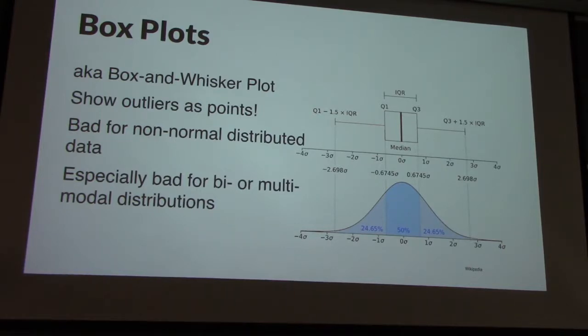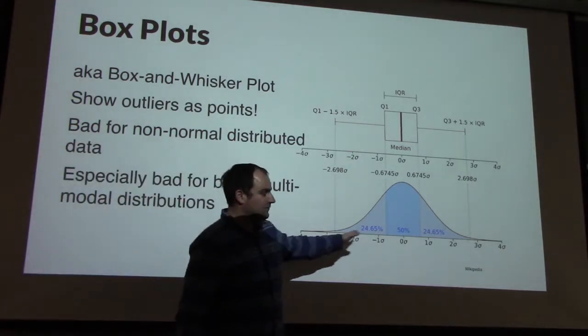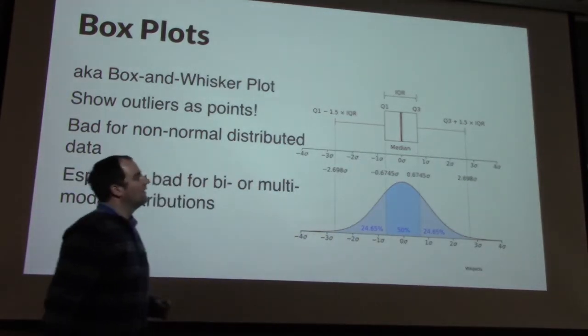You have here a normal distribution at the bottom, and the box plot shows you the median as a thick line in the middle. And then the interquartile range, the values between Q1 and Q3, in the box, and then Q1 minus 1.5 interquartile range is what the whisker is. And so you see how that maps to our distribution here.